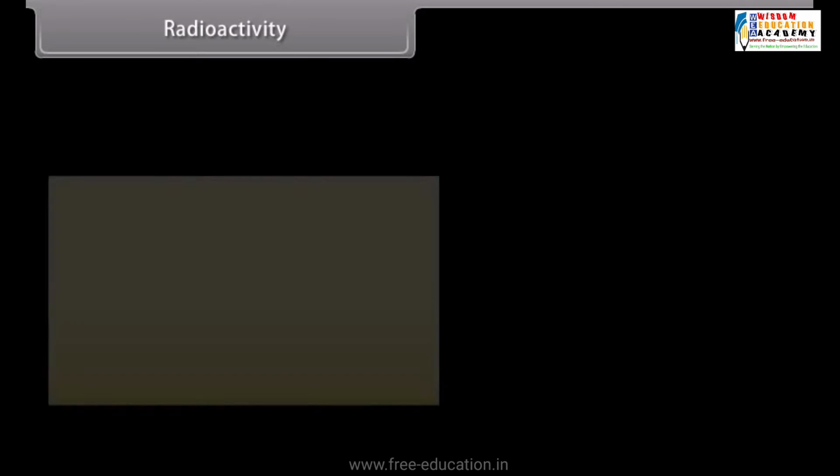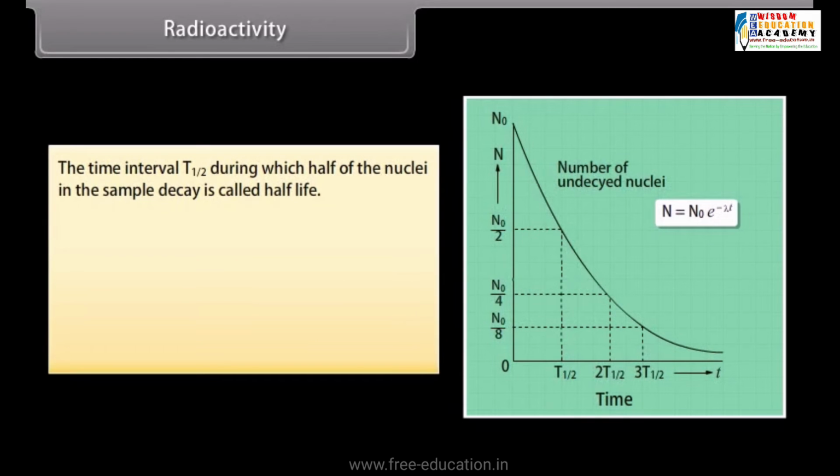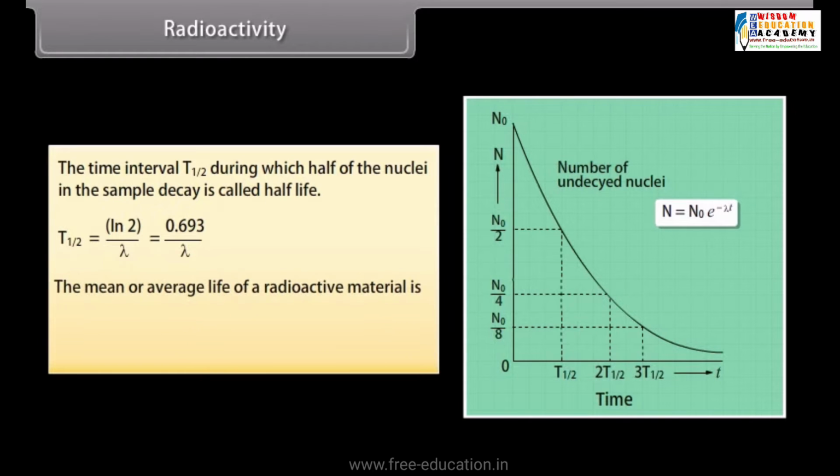Radioactivity. The time interval T-half, during which half of the nuclei in the sample decay, is called half-life. T-half = ln 2/λ = 0.693/λ. The mean or average life of a radioactive material is τ, which is equal to 1/λ.